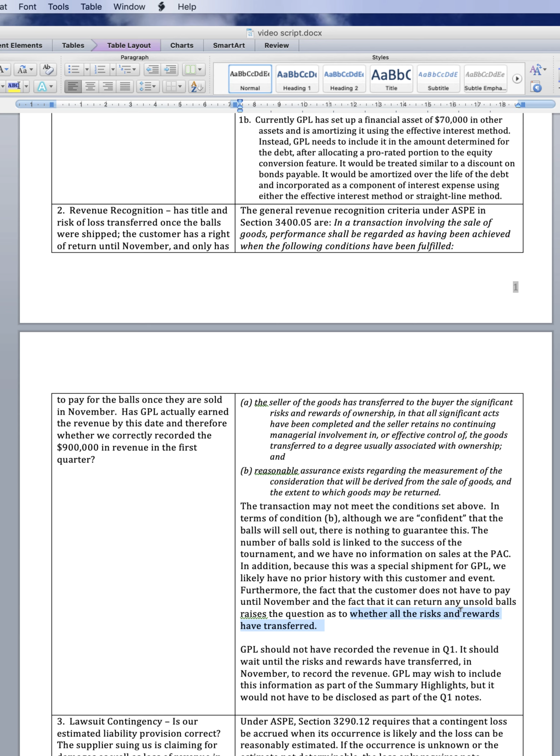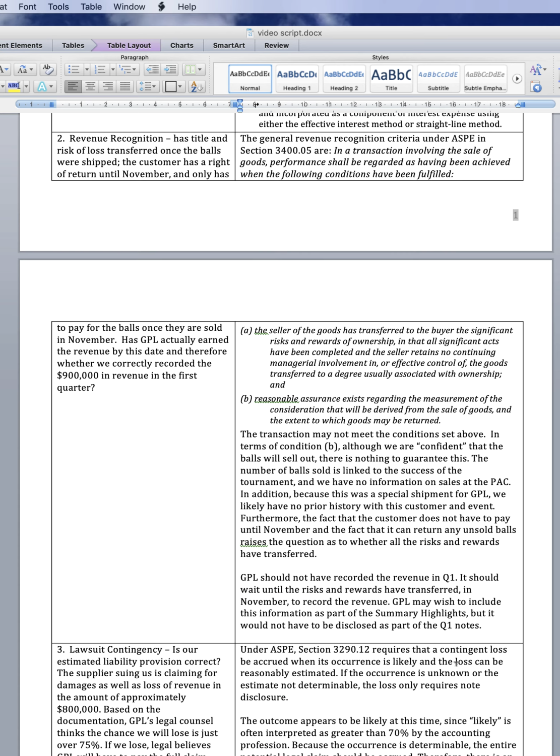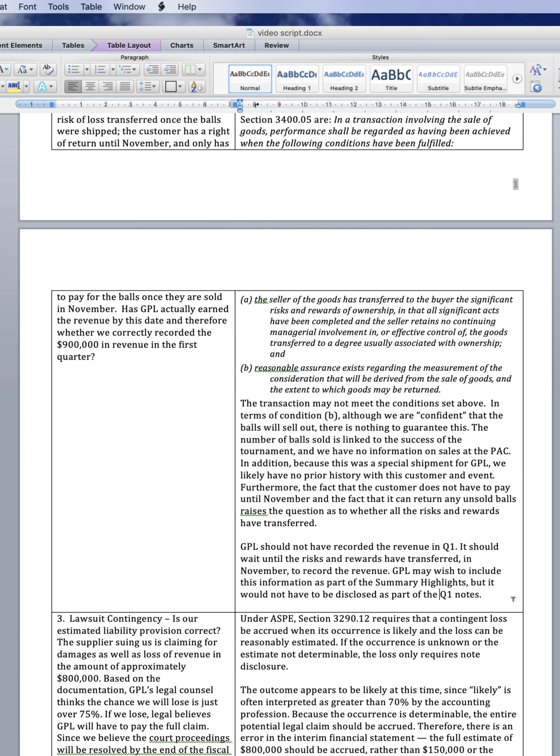All right. Now, they may wish to include information regarding this as part of the summary highlights or in the notes to the statements for the end of quarter one, which ends at the end of September of this year. But again, they might want to say that they have this sale outstanding, but they haven't recorded the revenue because, again, these conditions weren't met, and say why they thought they weren't met. But in terms of putting them in the revenue and the income statement, no, I don't think so. So that's a second issue.